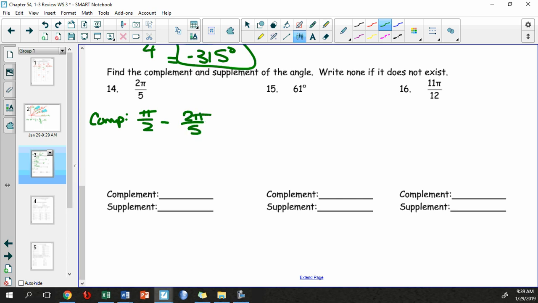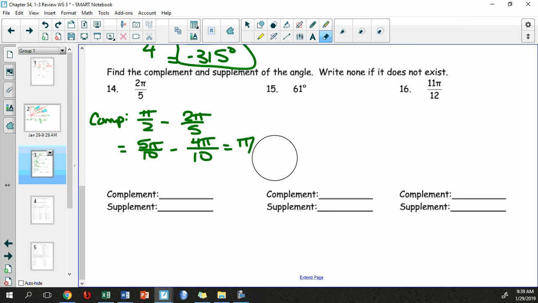Yes? Yes or no? Get a common denominator. Common denominator is going to be 10. So what did I multiply 2 by to get 10? 5. What did I multiply 5 by to get 10? 2. So 5 pi minus 4 pi is 1 pi over 10, not 110.